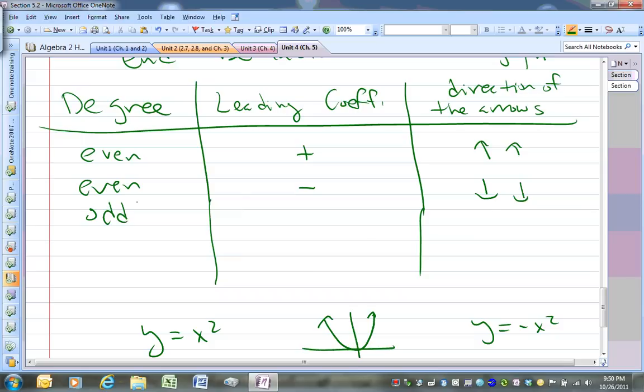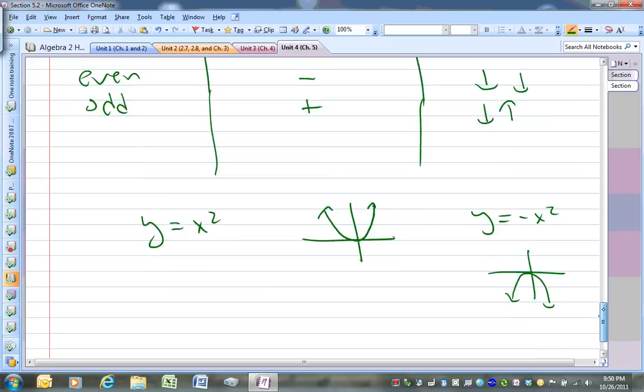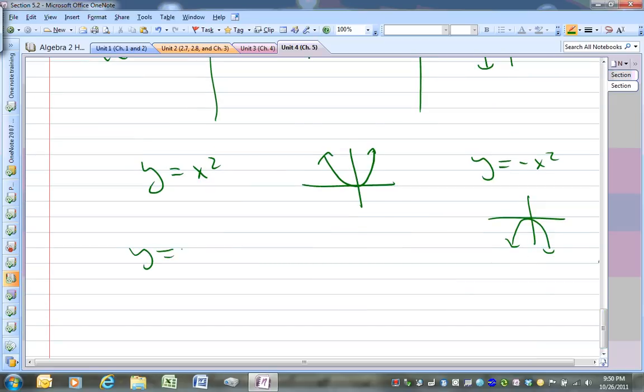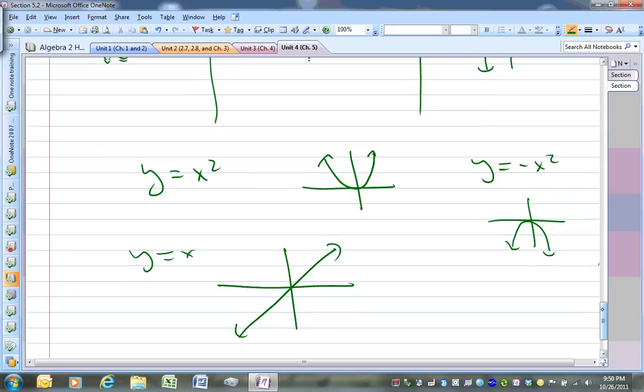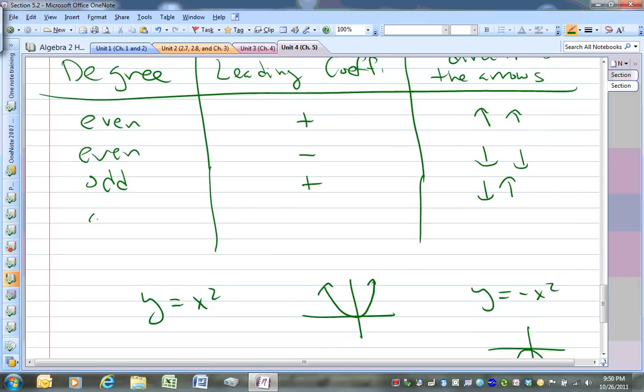If you have an odd degree and positive leading coefficient, the arrows will look like this. For example, if I have y equals x, I know y equals x looks like this. Notice that the degree is odd, because the exponent's not there, so it's 1. And notice how the arrows go in opposite directions. And if it's odd and a negative leading coefficient, the arrows look like this.